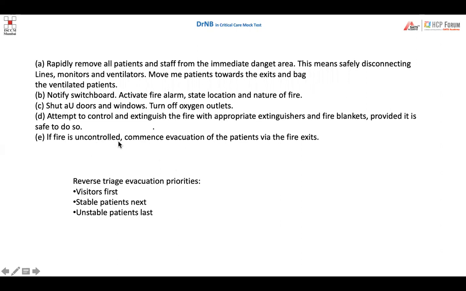If it is uncontrolled, evacuation of the patients should be started as early as possible. There should be a reverse triage evacuation, that is, the patients who have higher chances of survival go first. So the visitors will be evacuated first, then the stable patients, and lastly the unstable patients will be evacuated.